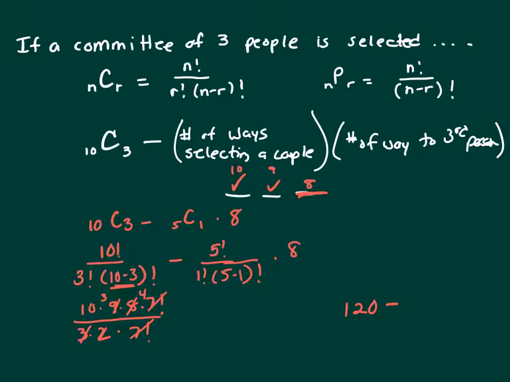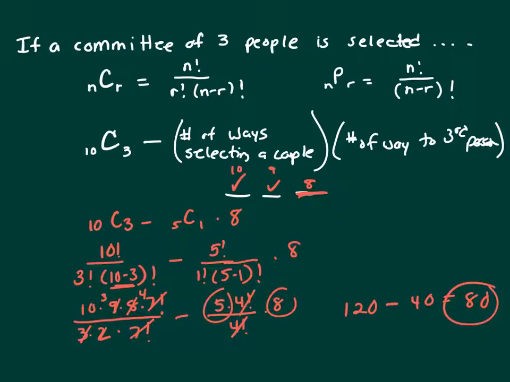120 minus. Now let's see what we get over here. This is 5 factorial. Well, that's 5 times 4 factorial. Of course, 1 is just 1 factorial. And then 5 minus 1 is 4 factorial, times 8. So these cancel. I'm left with 5 times 8, which is 40. And that answer is 80. So there's your answer.